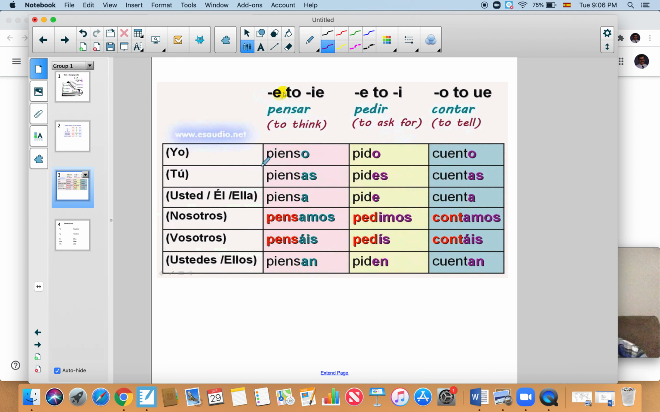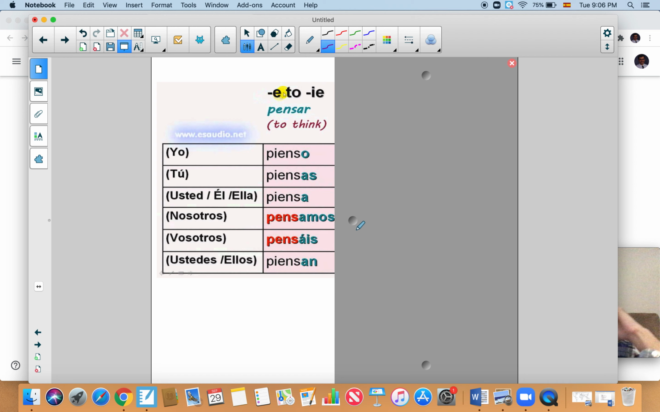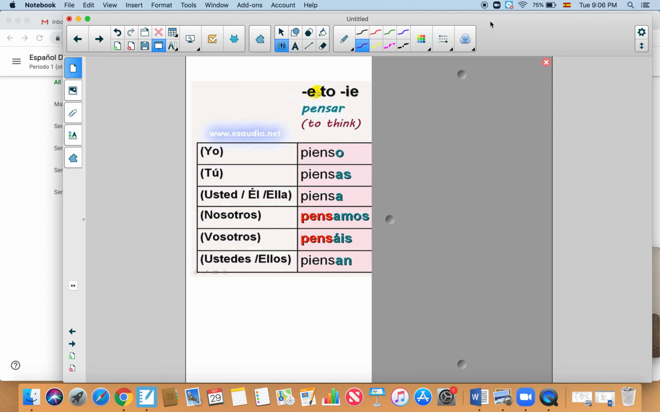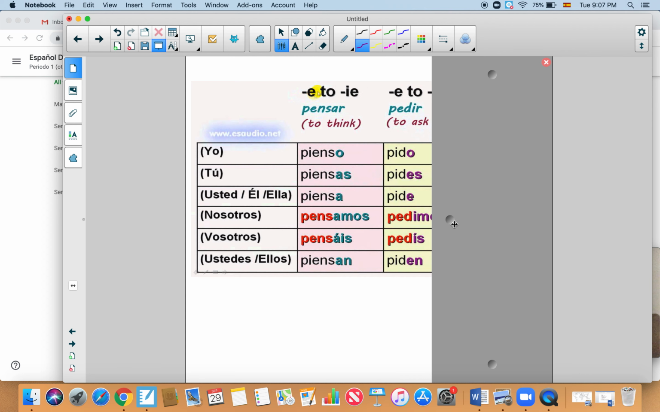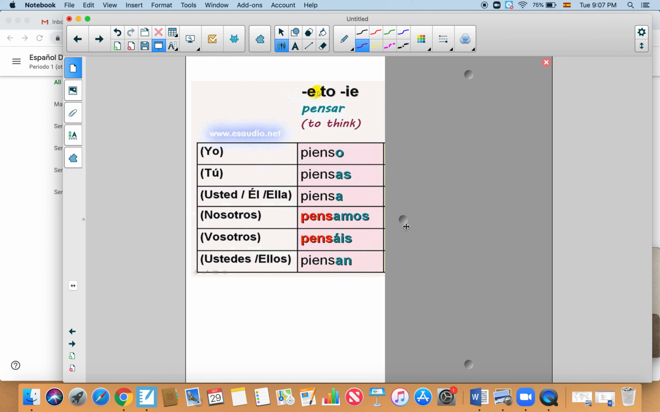Okay. Now there are three main types of stem changers in Spanish. There actually are four in total, but we're only going to talk about three because the fourth one, U to UE, there's only one verb in Spanish that gets that stem change. Excuse me, the verb jugar. So we're not even going to talk about U to UE. We're going to talk about E to IE stem changers, E to I stem changers, and O to UE stem changers. So let's start with E to IE stem changers.